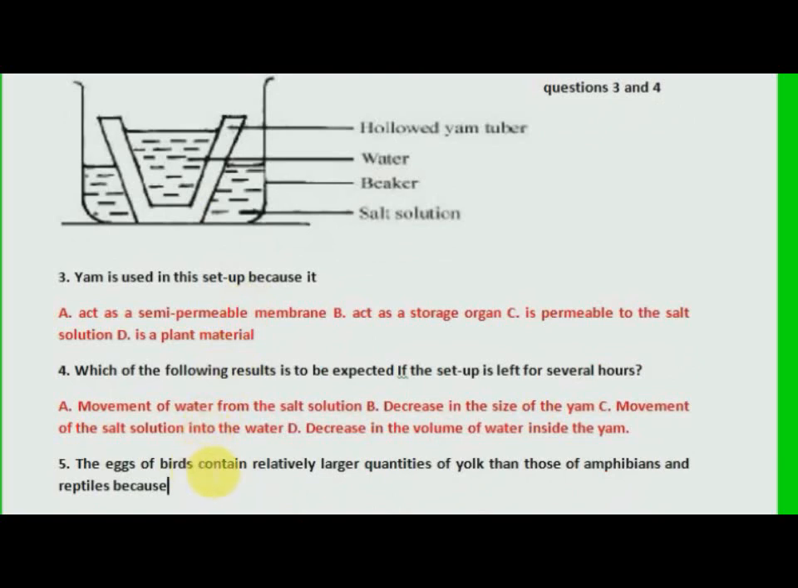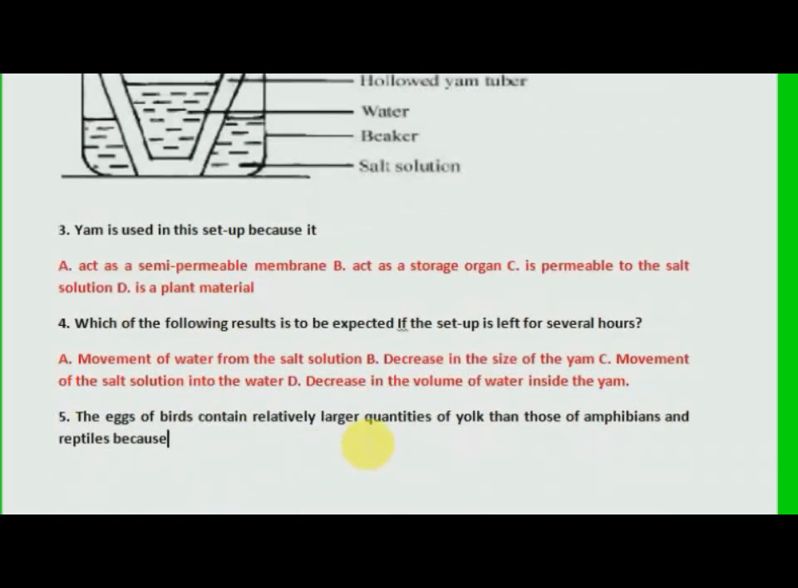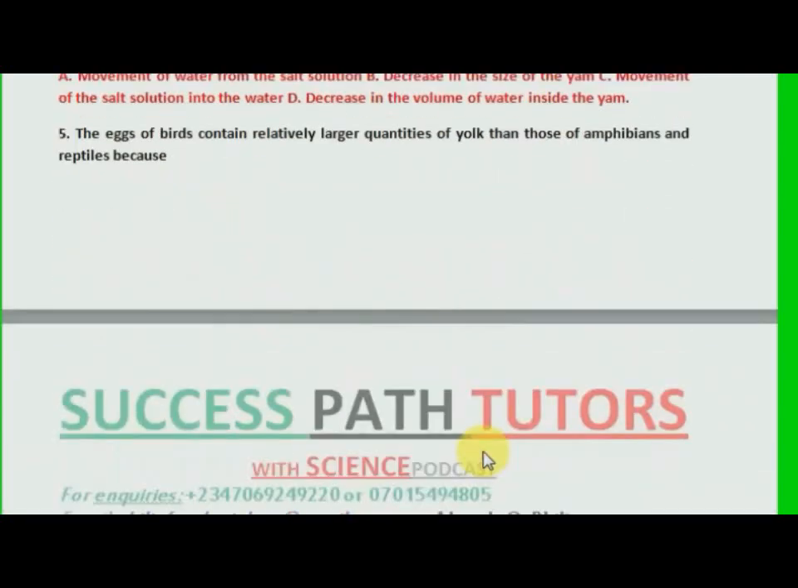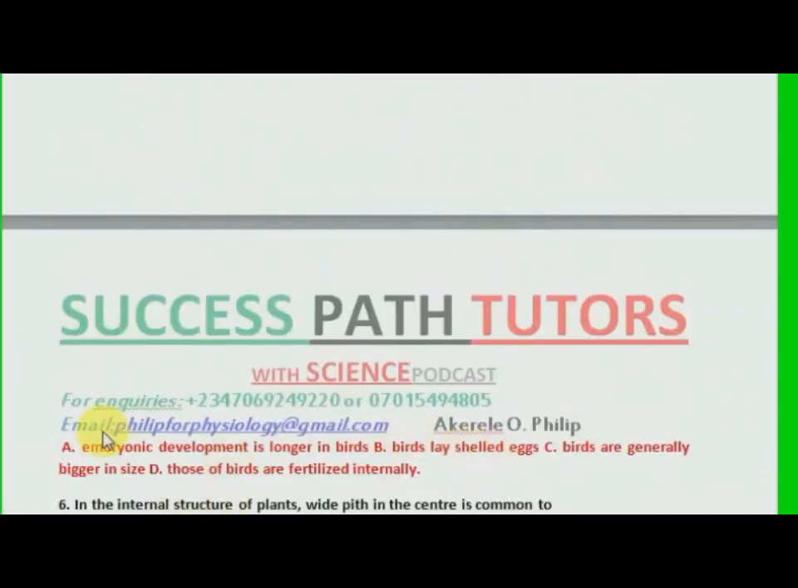The eggs of birds contain a larger quantity of yolk than those of amphibians and reptiles, because the embryonic development is longer. Birds lay shelled eggs and all that. The answer is A, because they stay longer. And bear this in mind also, they don't lay their eggs in a moist place, so they need a higher quantity of yolk to be able to sustain the developing embryo.